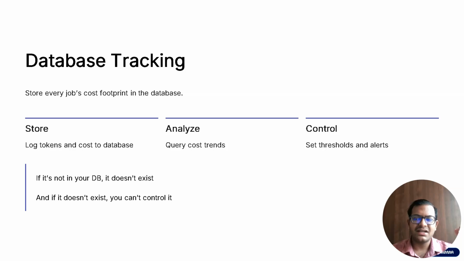Now here's the mistake most people make. They never store this information. They call the API, get the result, and move on. But in a real system, you need to track how many tokens went in, how many tokens came out, and how much that request actually cost. And this should not live in the logs. See, anything that is not in your database does not exist for you. And if it does not exist for you, you can't optimize it, you can't control it, you can't analyze it. So that type of data should always live in the database.